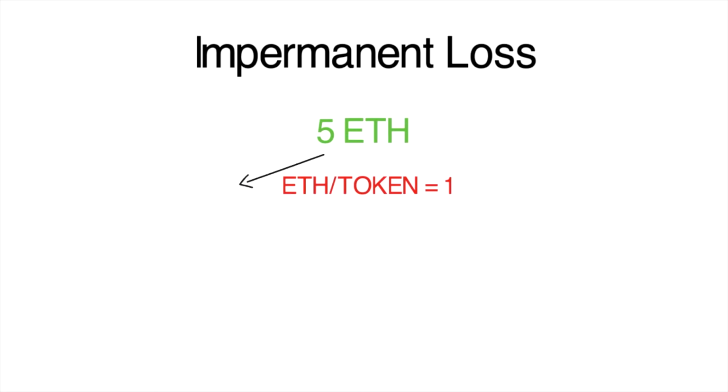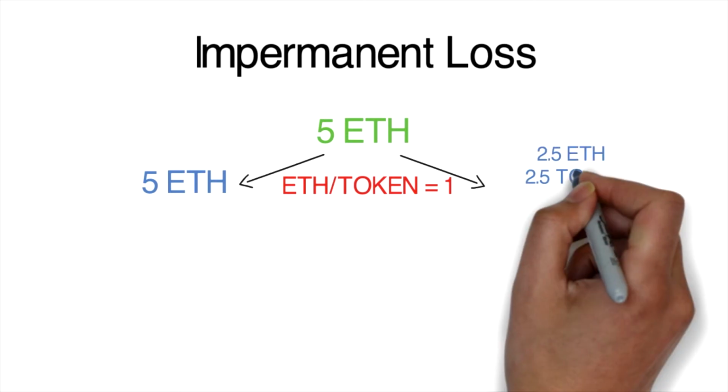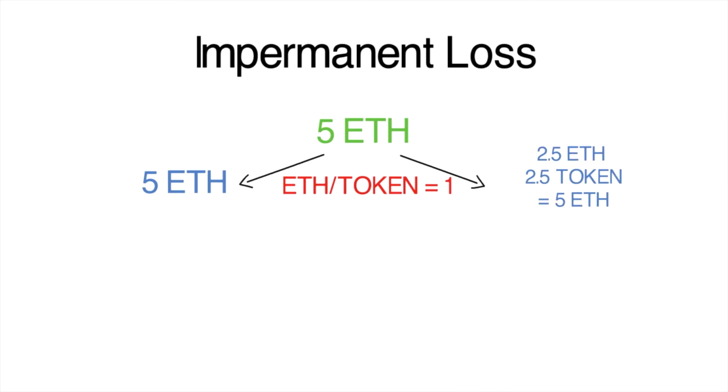So if you just keep your Ethereum and you don't do anything, you still have 5 Ethereum in your wallet. If you want to provide liquidity, however, you have to swap 2.5 Ethereum for token, so you now have 2.5 Ethereum and 2.5 token, which is still valued at 5 Ethereum, since the price of one token is 1.